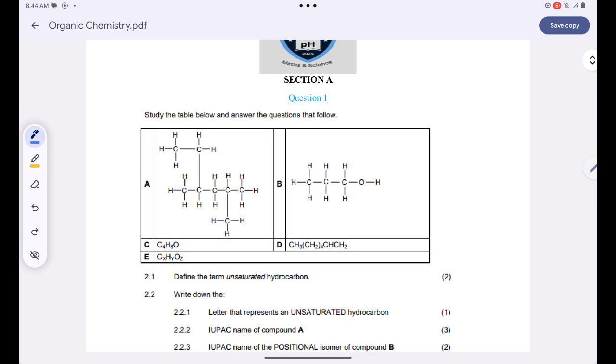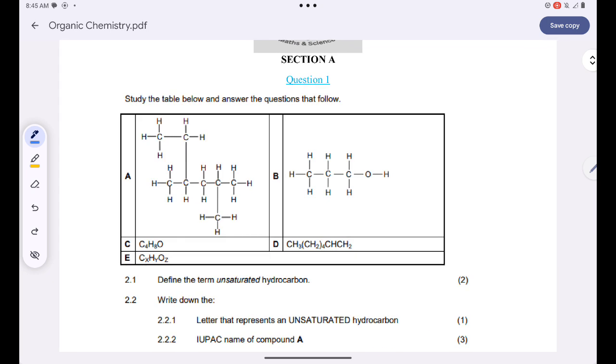Okay, compound A. I can see that I only have carbon and hydrogen atoms only. So I'm dealing with a hydrocarbon that has single bonds between adjacent carbons. So I'm dealing with an alkane. Whenever I'm naming an alkane, I just need to start counting from the terminal carbon that is closer to the side chain. Are you together? So my longest chain will start from here. It will go like this.